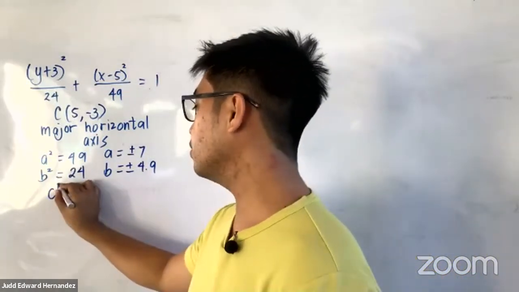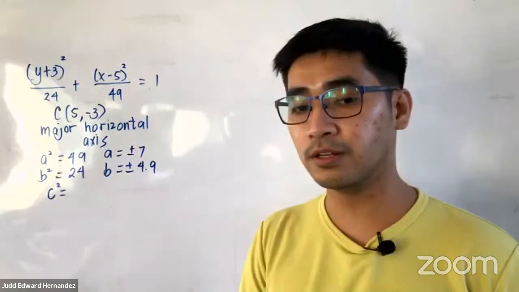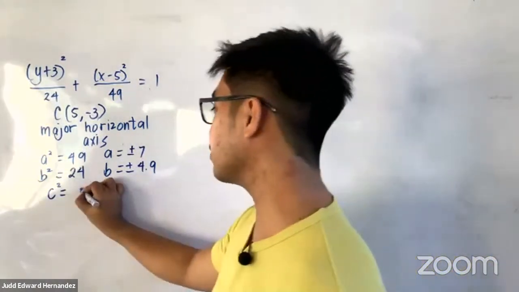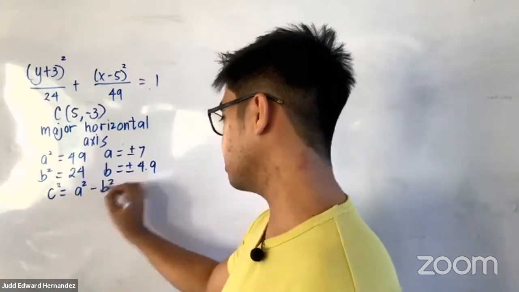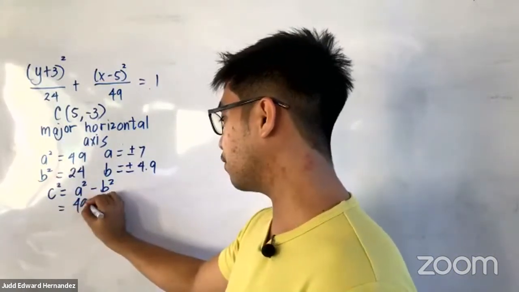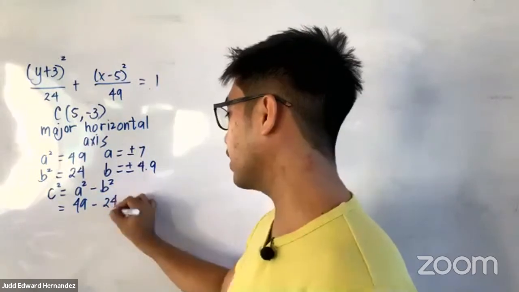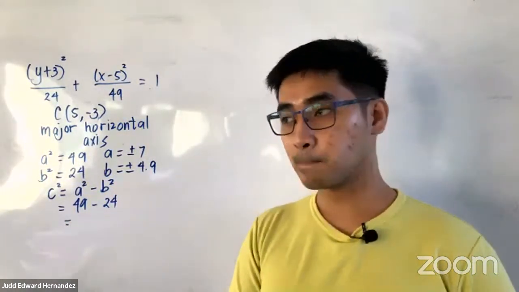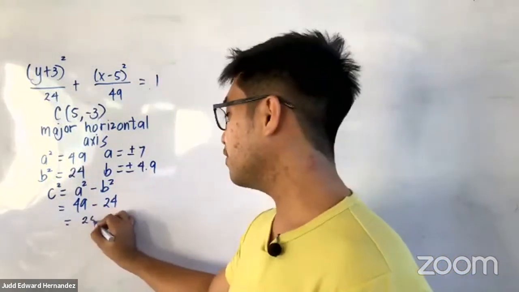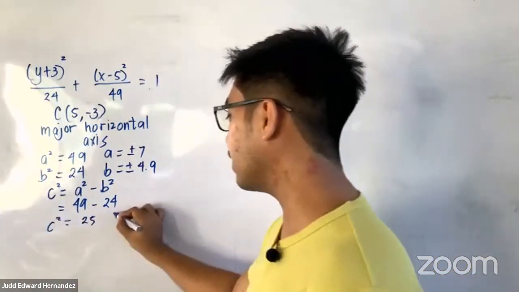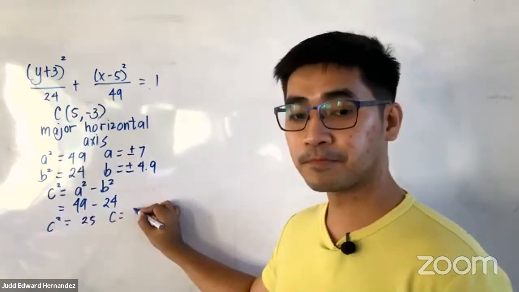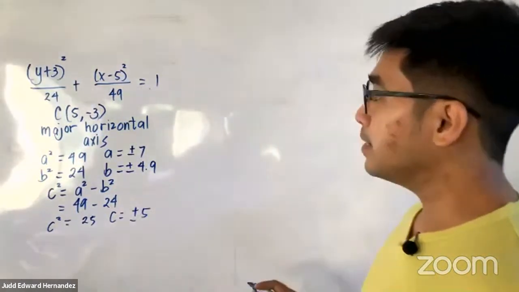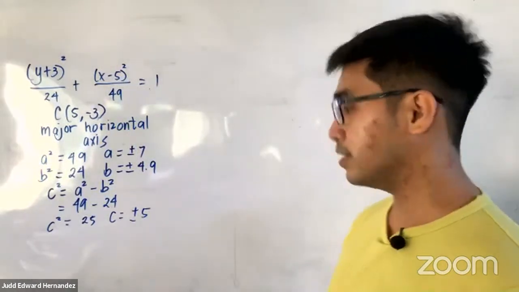Therefore, we're now ready to solve for c squared. And how do we solve for c squared? Using the triangle inequality. Therefore, c squared is equal to a squared minus b squared, and that is equal to 49 minus 24. And what is 49 minus 24? 25. Therefore, c squared is equal to 25 and our c now is equal to plus minus 5. Okay?